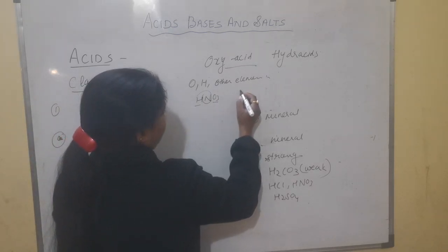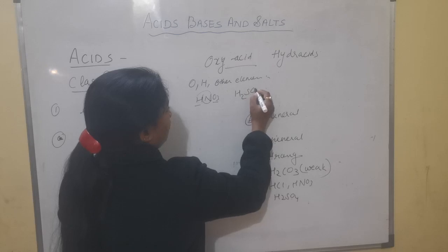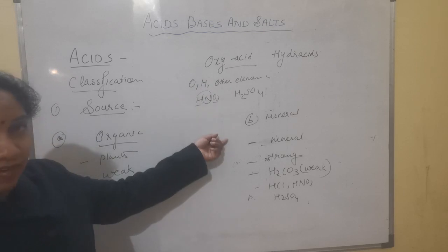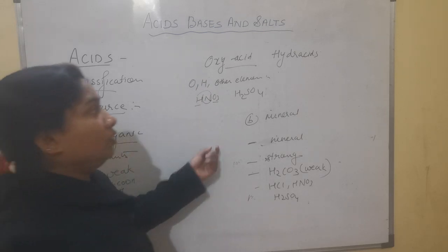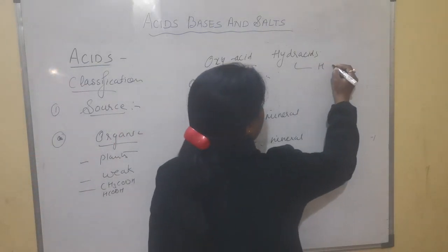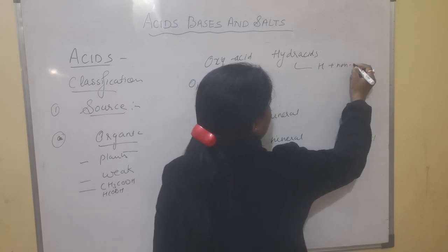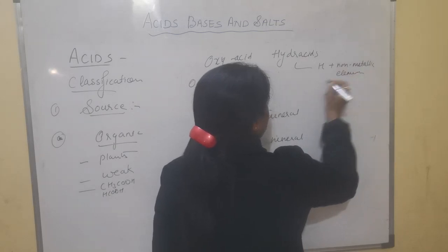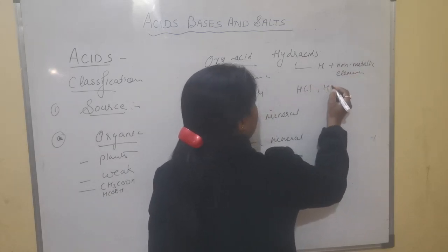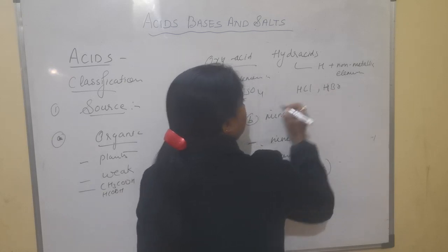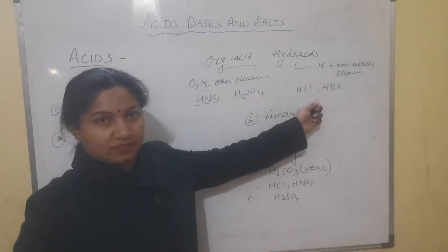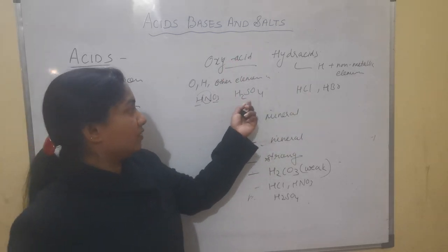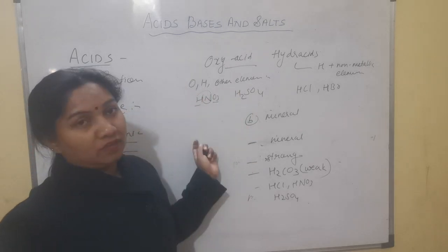Like H2SO4 also, you can see oxygen and hydrogen are present along with another element. And hydra acid is hydrogen plus a non-metallic element, like HCl, HBr. So these are hydra acids. Hydrochloric acid is a hydra acid, whereas nitric acid and sulfuric acid are all oxy acids.